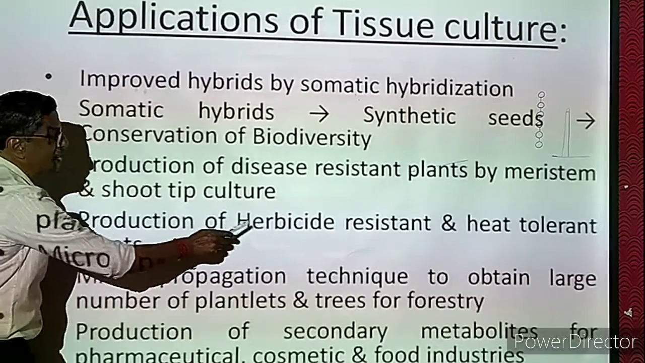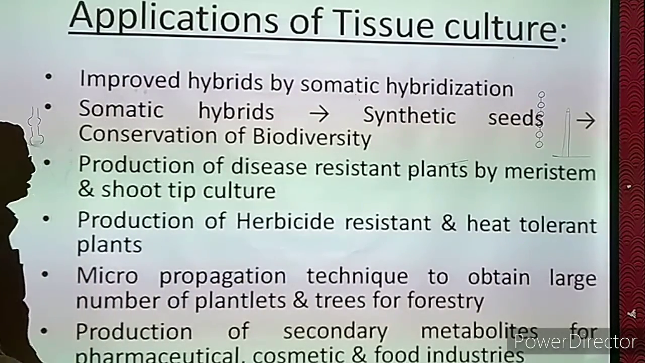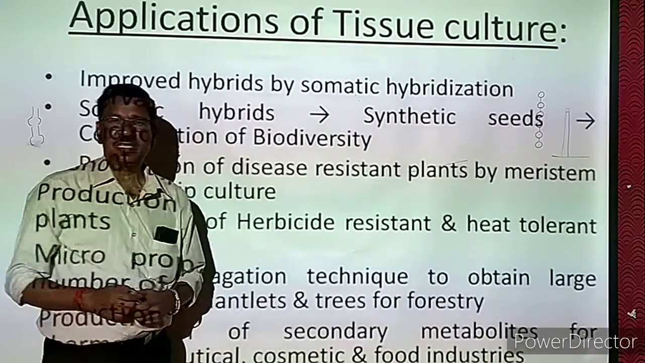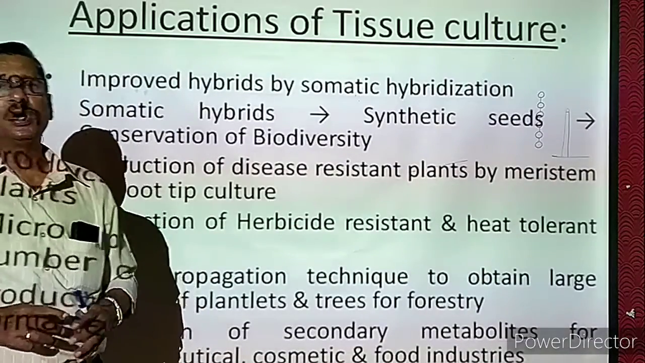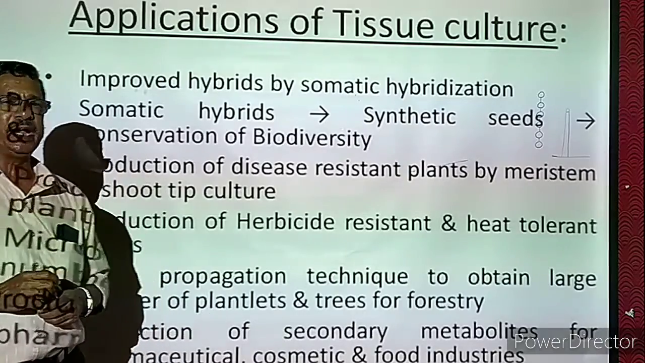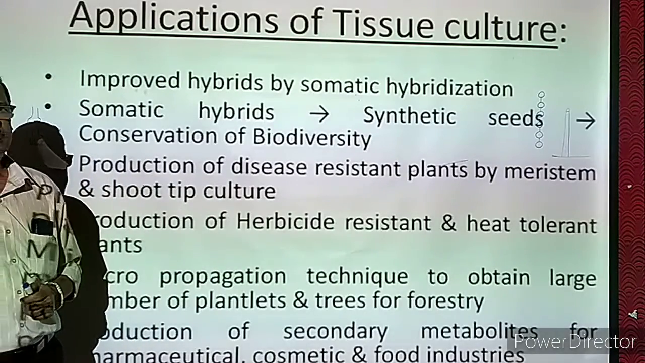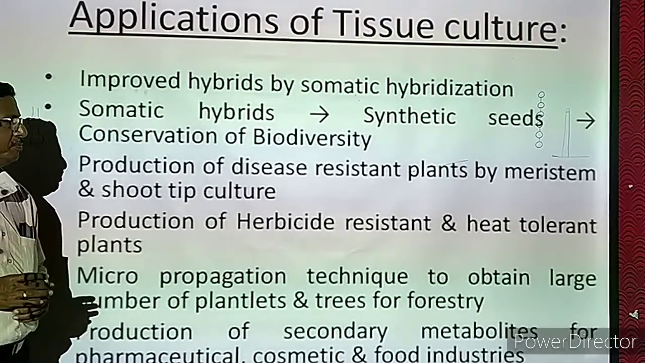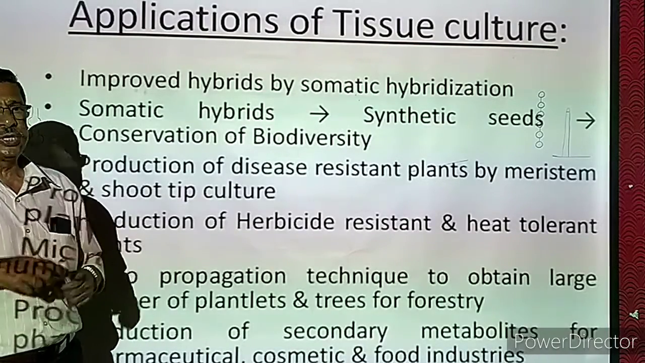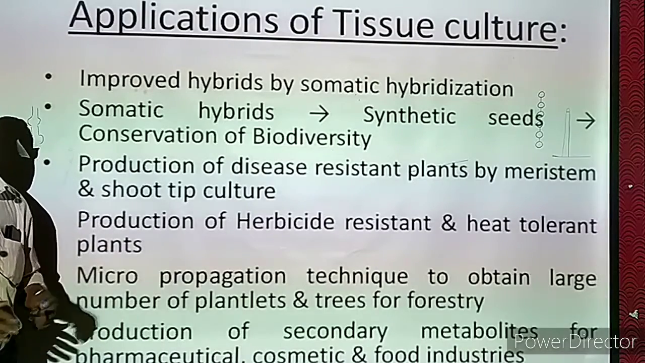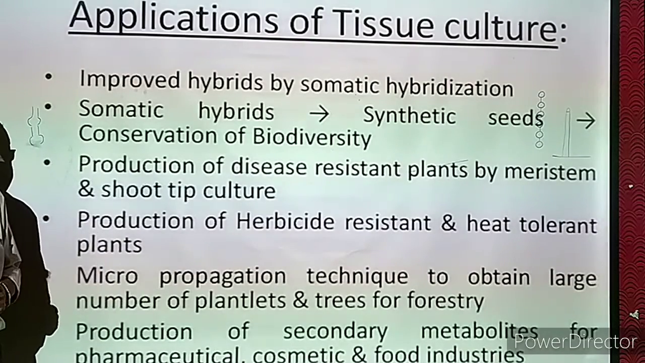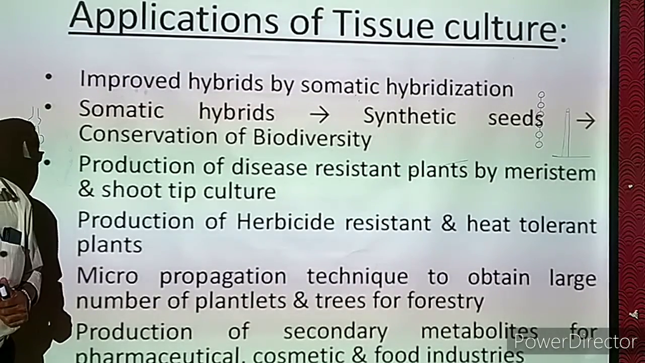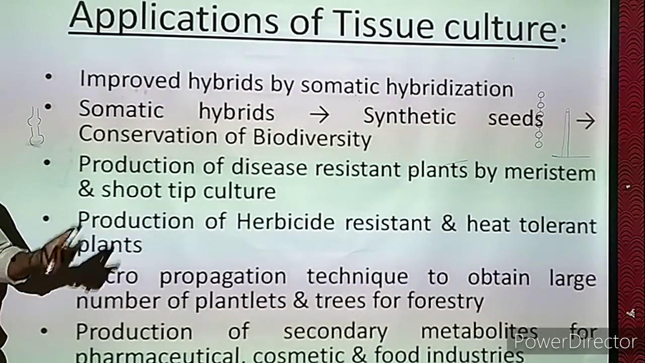Production of herbicide resistant plants. Now we have to know the meaning of herbicide. Suppose a farmer is cultivating one type of plant, maybe rice plant, paddy. In the field, unwanted plants will grow. They are called weeds. Previously, they used to remove the weeds manually. The workers would enter the field, search for unwanted plants, uproot them and throw them away. That is the manual way of removing the weeds.